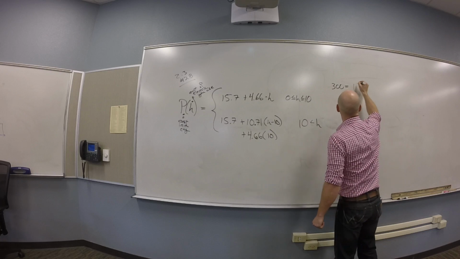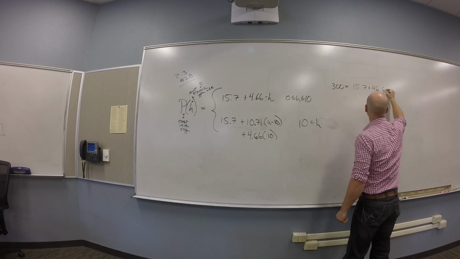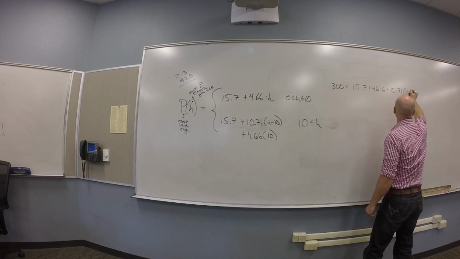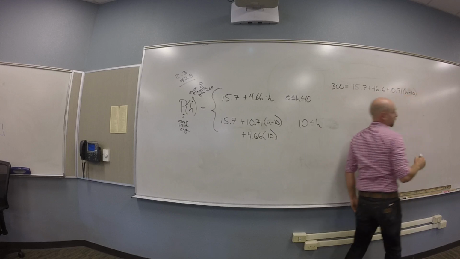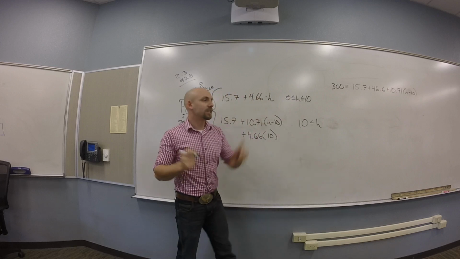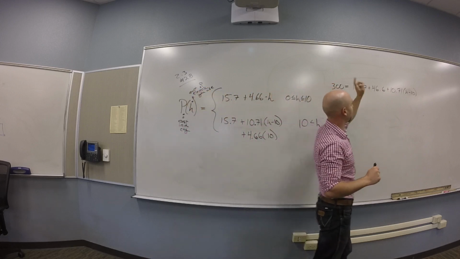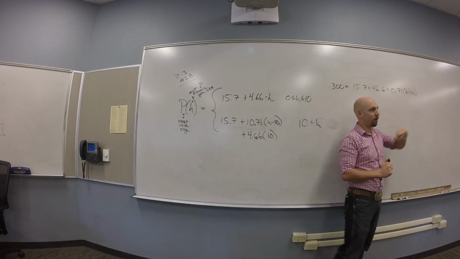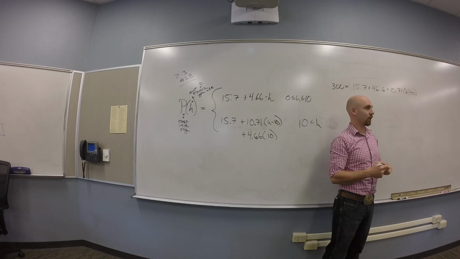Let's do it. So we got 15.7 plus 46.6 plus 10.71 times H minus 10. Right, so that's your 300 cents. You're going to spend that on the daily rate and the first 10 kilowatt hours and however many extra hours you get. Cool? And then solve using a calculator or something.